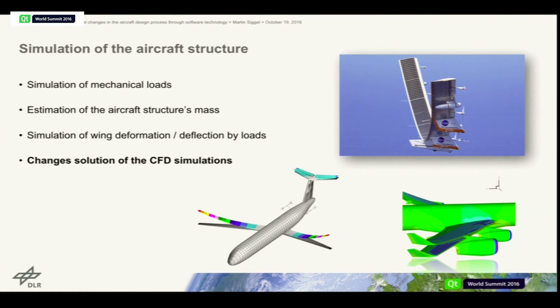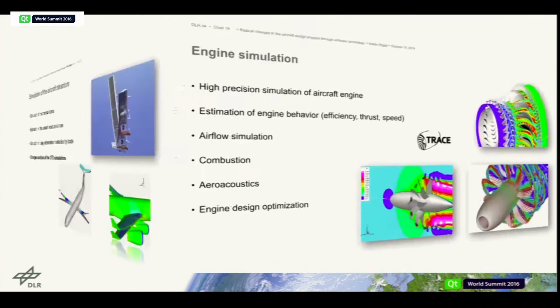And of course you can guess when you change the form of your wings because of these loads, it changes the CFD simulation, so you have to go back and recompute the CFD and so on. So it's a coupled system. It's not everything on its own, which makes it even more complicated.